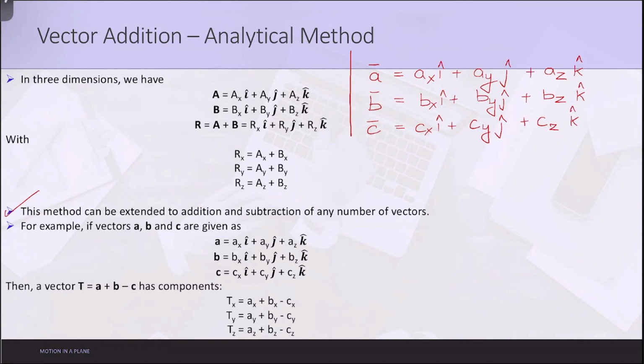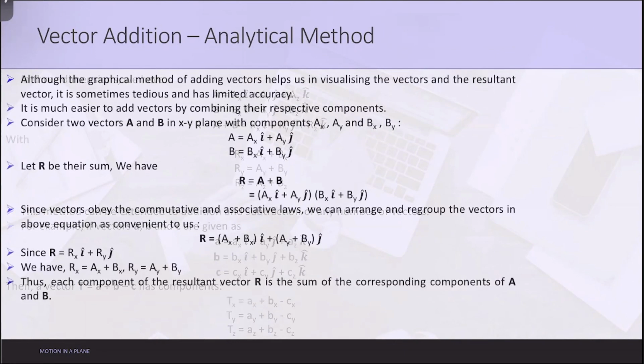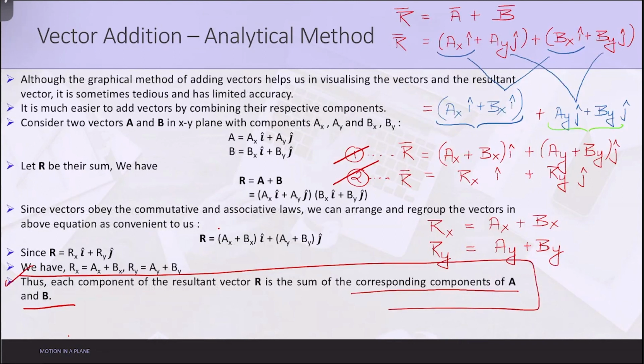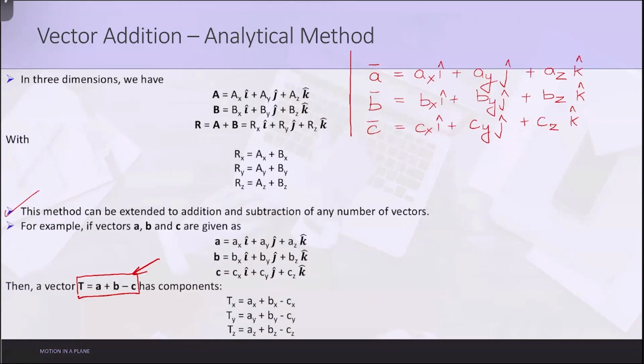Now what we need to do, let us say we need to add or make a vector which is t, equal to a plus b minus c. Don't look at the complexity of this, just remember this final rule. If you remember this final rule, everything will be clear. Each component of the resultant vector is the sum of the corresponding components of a, b, and in this case c also.